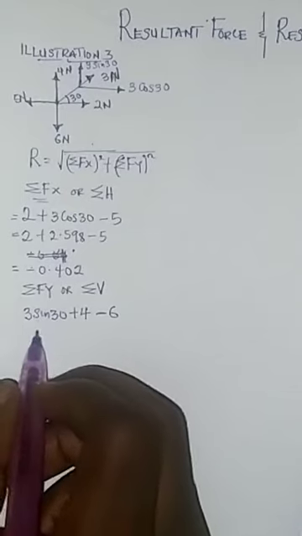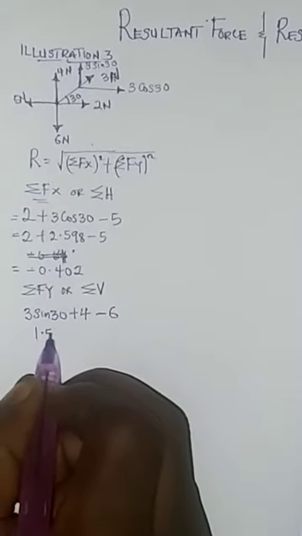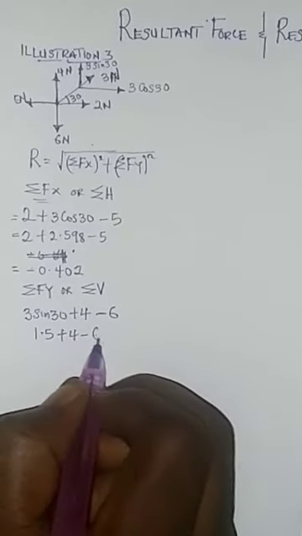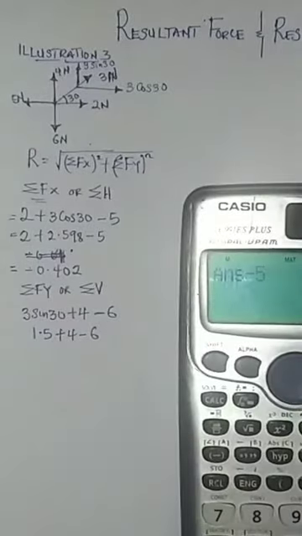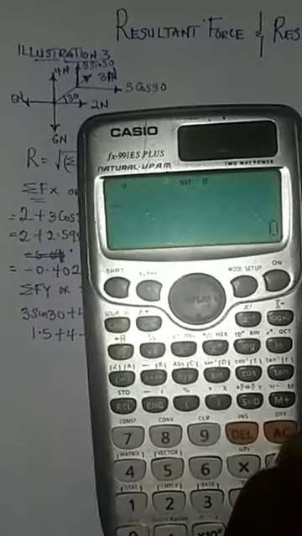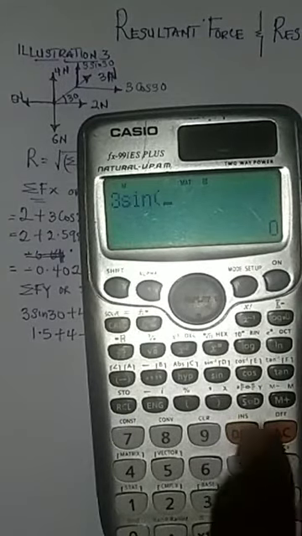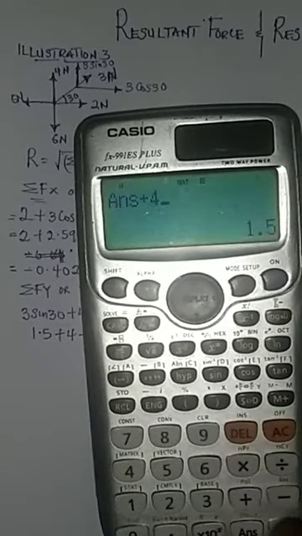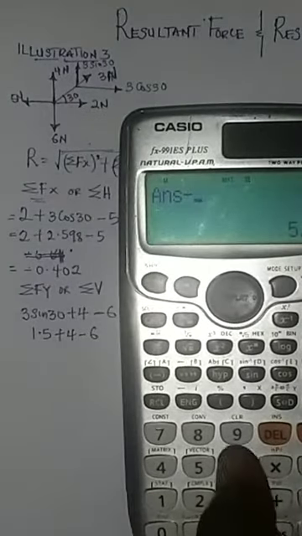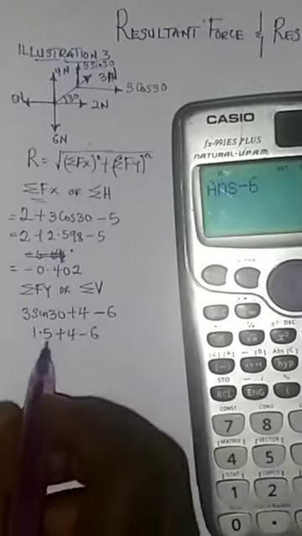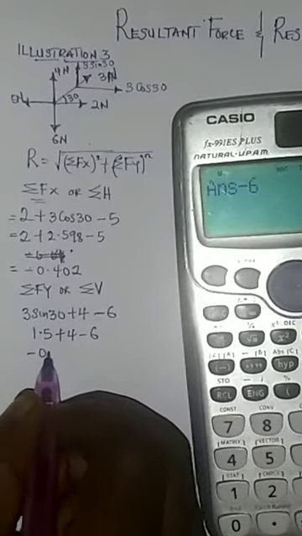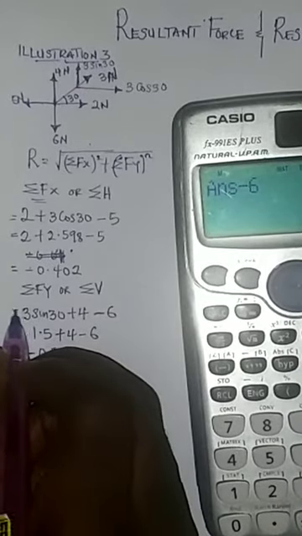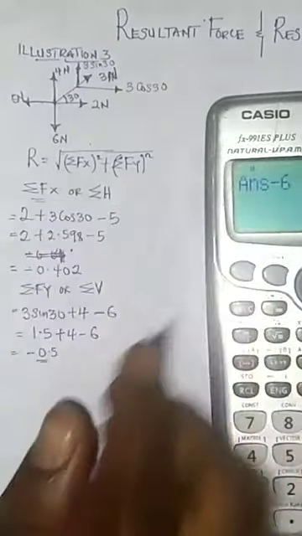So 3 sin 30 will give me 1.5, right? Plus 4 minus 6. Let's confirm that. 3 sin 30 is 1.5, okay, plus 4 minus 6. That is minus 0.5. So we're having negative 0.5. This is what we're having for the summation of Fy. So we substitute into our equation here.